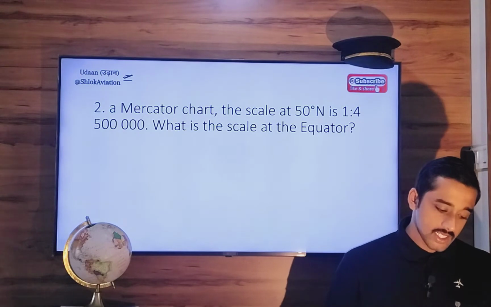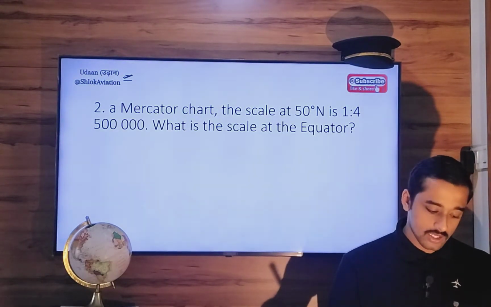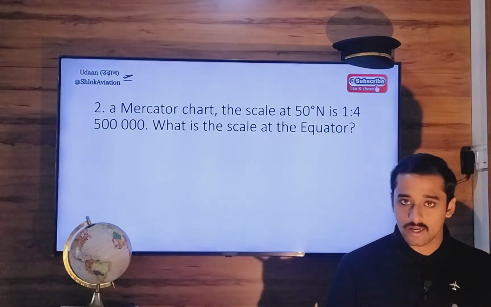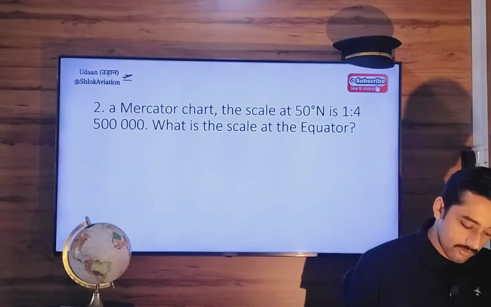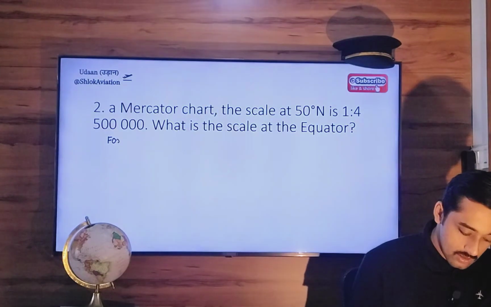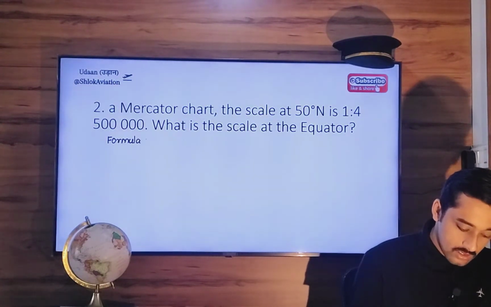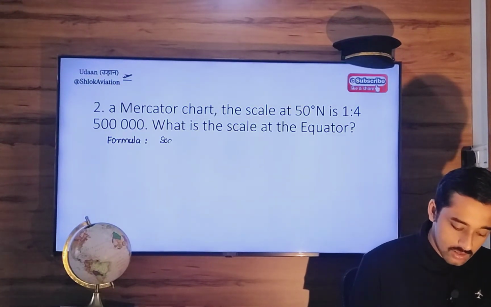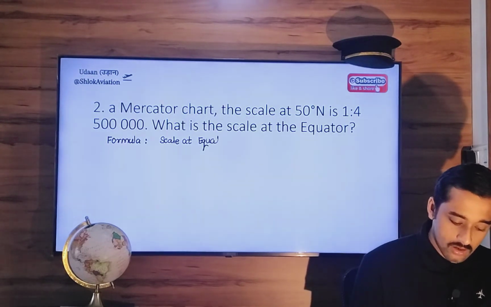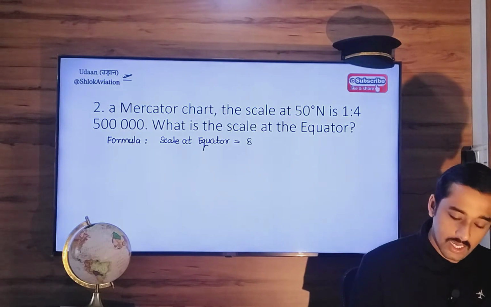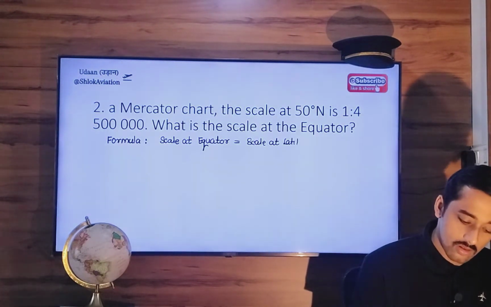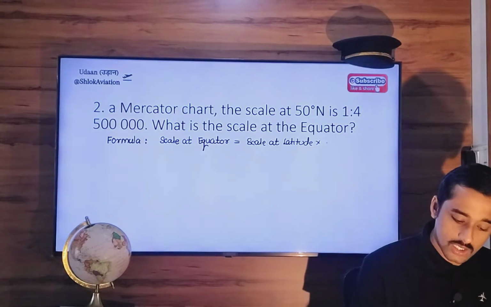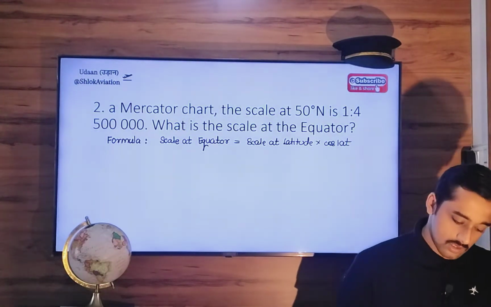Question 2. There is a Mercator chart. The scale at 50 north is so and so. What is the scale at equator? Similar to question number 1, but now here we have to find scale at equator. So the formula is scale at equator equals to scale at particular latitude into cos of that latitude.